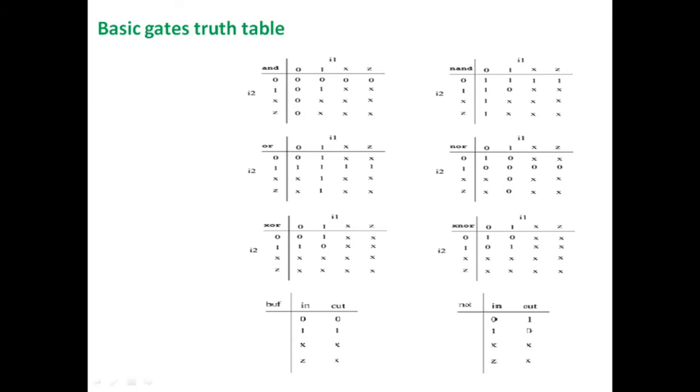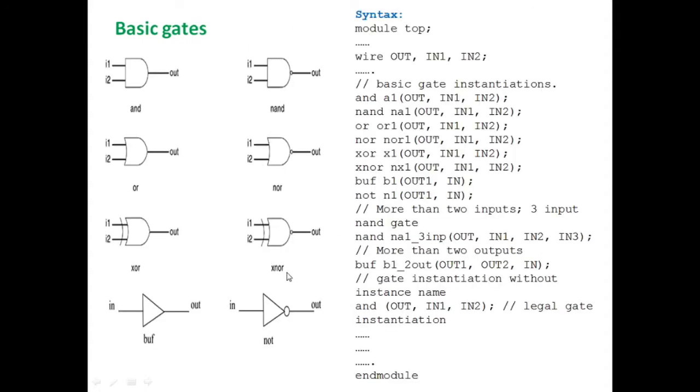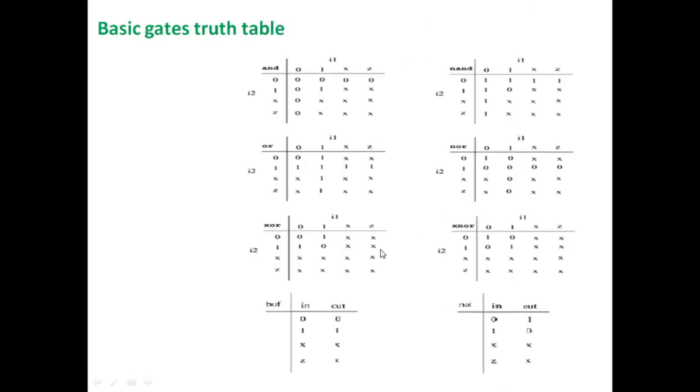So for the NAND gate, if I1 and I2 are treated as inputs, if the two inputs are 0, 0, what is the output? 0. And if the two inputs are X and 1, what is the output? X. And if the two inputs are Z and X, the output will be X only. So these are the truth tables for all the gates that I have discussed here. In this manner you can observe how each output will be generated for the corresponding values of inputs.